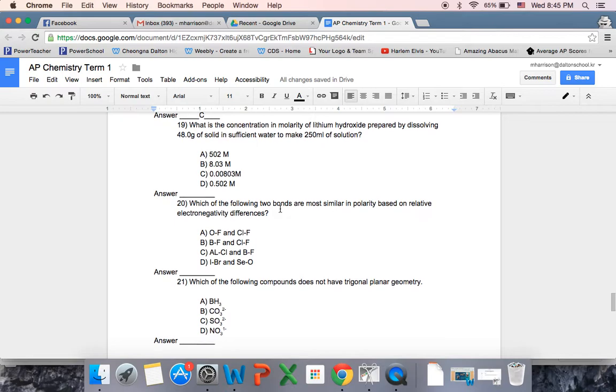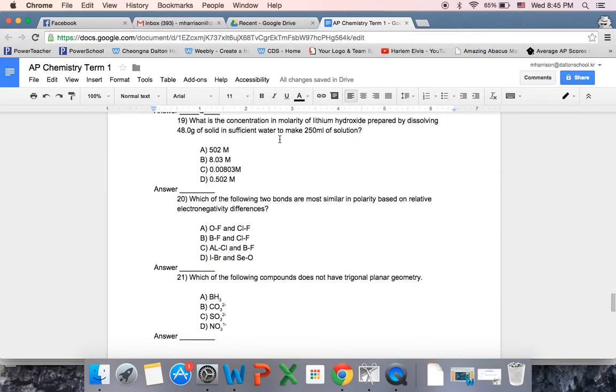What is the concentration in molarity of lithium hydroxide prepared by dissolving 48.0 grams of solid in sufficient water to make 250 mL of solution? Okay, lithium hydroxide, we will find, has a molar mass of 24 grams, which means we're dissolving 2 moles in enough water to make 250 milliliters. 250 milliliters is only a quarter of a liter, so to find out the molarity, we must multiply 2 by 4, so we get B.